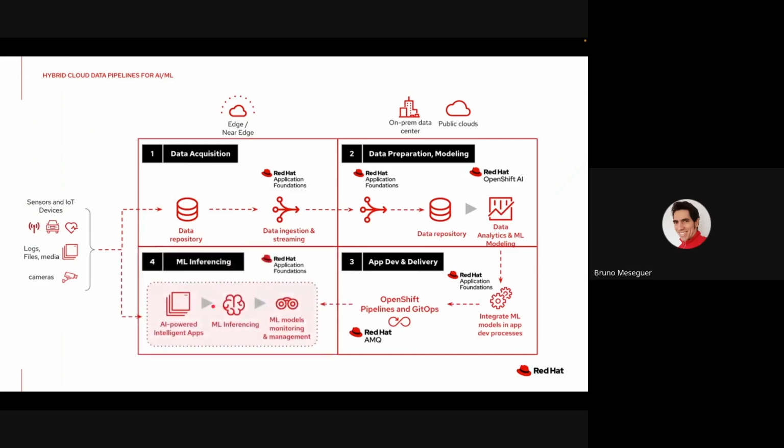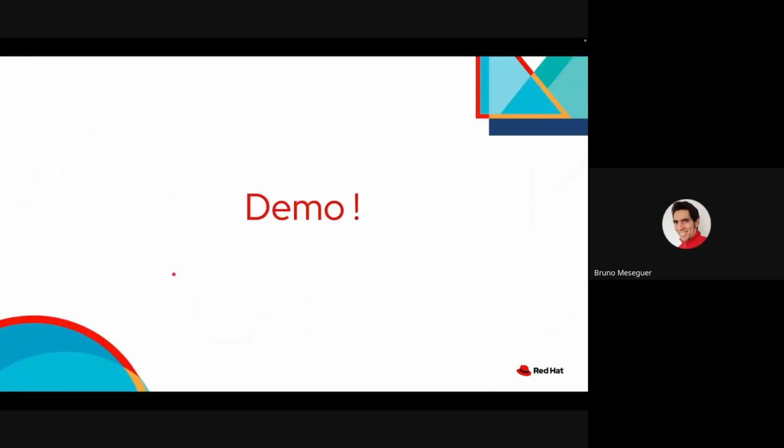And finally, in the fourth phase, we have live AI/ML inferencing, where real traffic coming from users and shoppers is going to trigger inferencing to identify the information, to obtain price tags and pricing information, and so on. Right, so let's jump to the demo and see how all of that is built.